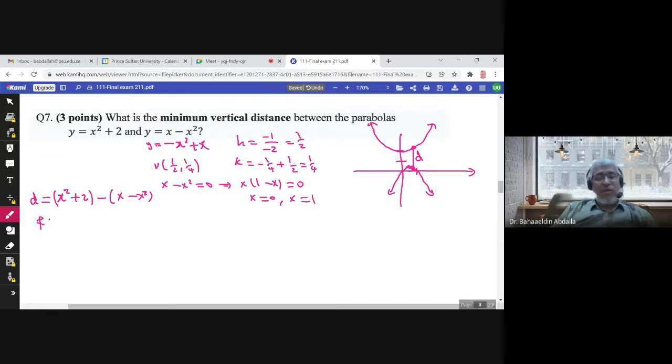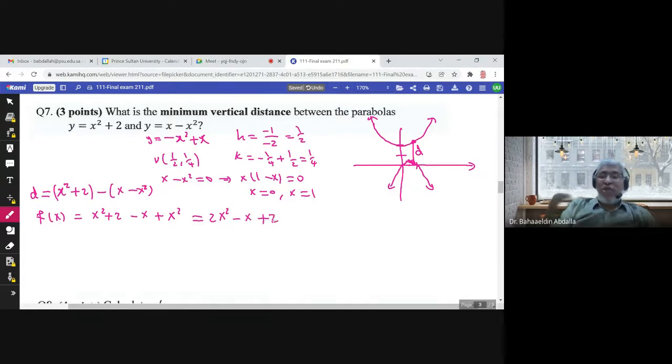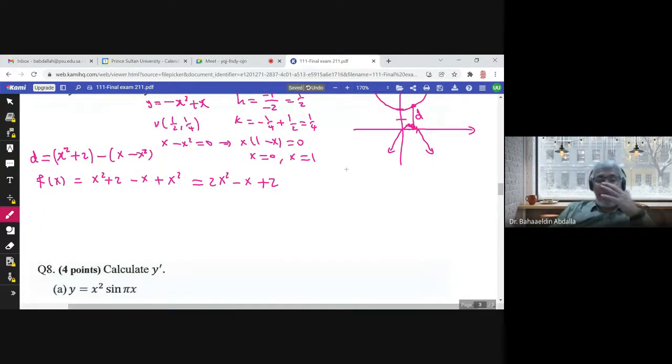Okay, let me call it f of x. So it is x squared plus 2 minus x plus x squared. So it is 2x squared minus x plus 2. This function represents the vertical distance between the two parabolas. To find the minimum vertical distance, he means minimize this function. To minimize this function, I find the derivative. The derivative is 4x minus 1. And then the critical numbers, I put it equal to 0.